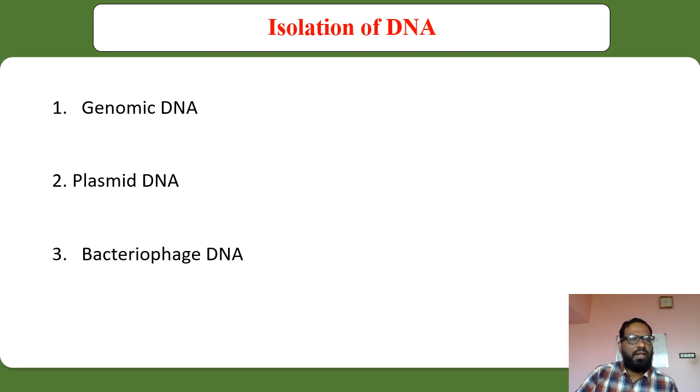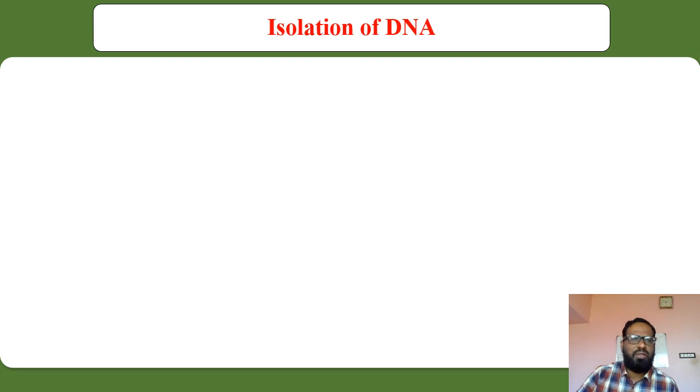Why are we categorizing these three? Because the methodology for isolation differs: there is one method for isolating genomic DNA, a slight modification of the technique for isolating plasmid, and a slight modification for extracting bacteriophage DNA. These are the three types of DNA molecules generally used in recombinant DNA technology or genetic engineering, and that's why I am highlighting these three.